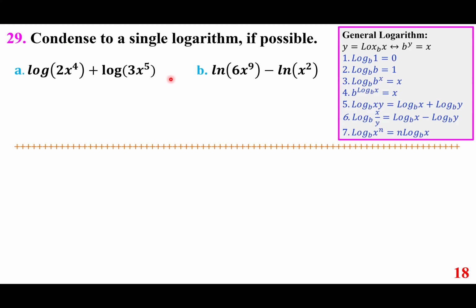So if you look at this one, we are going to go back to number 5, but this time, instead of going from left to right, we're going to go from right to left. So this time, we go this way. So this simply put becomes log of the product of these two expressions, which is log of 6x to the power of 9.